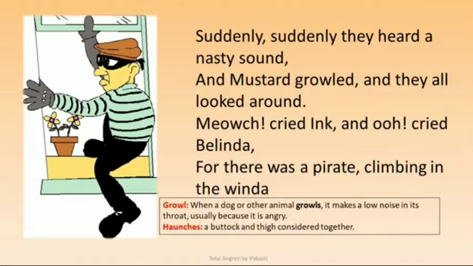So suddenly what happened? They had an intruder in their house, a pirate, and when they heard a sound, Mustard the dog growled, and everybody got the signal that there was somebody in the house, and they looked around. Now when they looked around, Ink, the little kitten, cried Meowch, and Belinda cried oh. All these sounds were made when the pirate entered their house from the window. So winda over here has been used as a rhyming word to rhyme the lines.